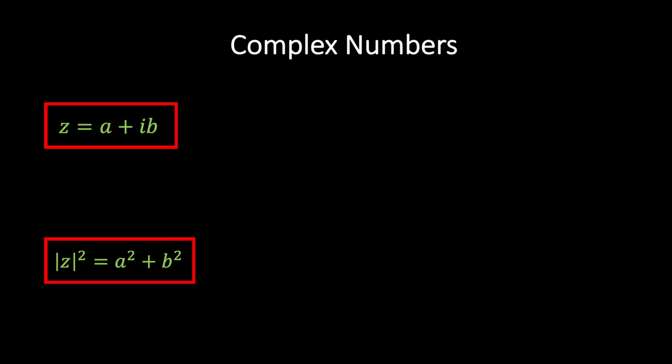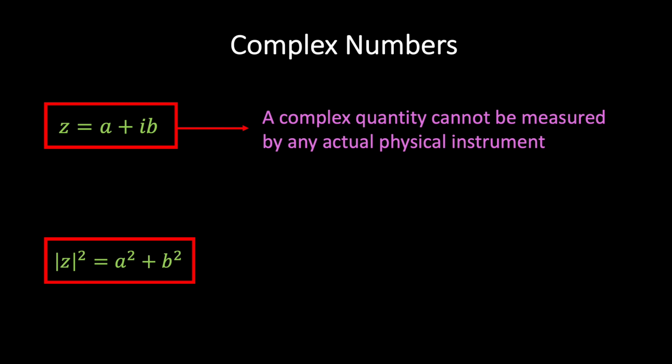Now, the fact that wave functions are complex functions should not be considered a weak point of the quantum mechanical theory. Actually, it's a desirable feature because it makes it immediately apparent that we should not attempt to assign a physical existence to wave functions in the same sense that water waves have a physical existence. The reason is that a complex quantity cannot be measured by any actual physical instrument, and therefore the quantum wave function is not a measurable quantity.